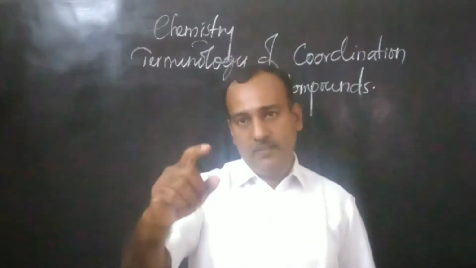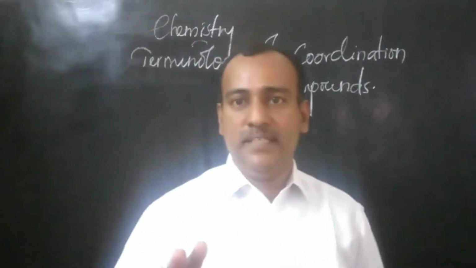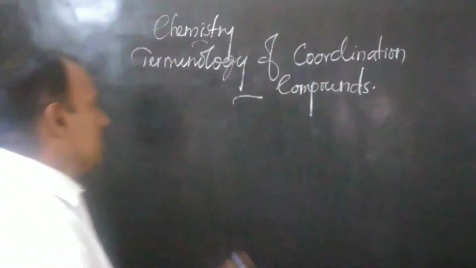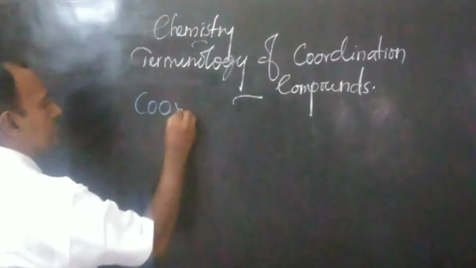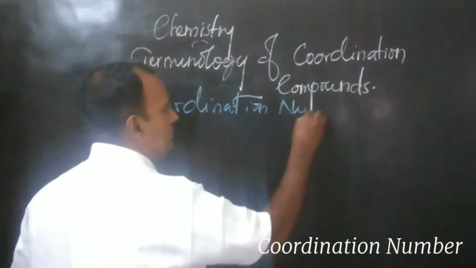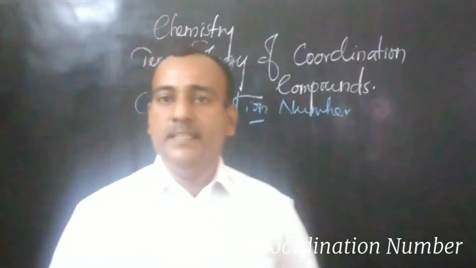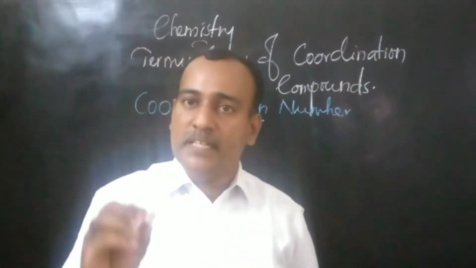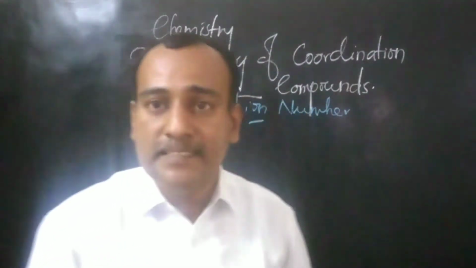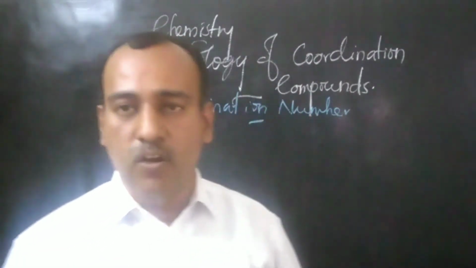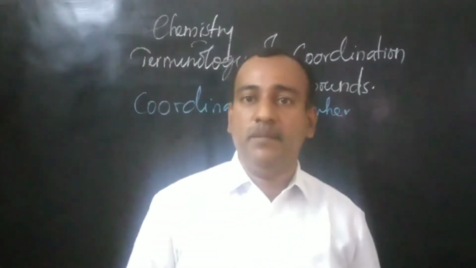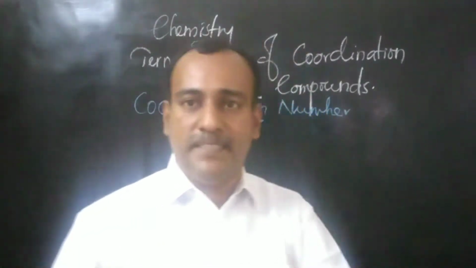In this video, we are going to discuss three more things. The first one is coordination number. Coordination number is the number of chemical bonds formed between the ligand and the central metal atom in a coordination compound. What is coordination number? The number of chemical bonds formed between the central metal atom and ligand.